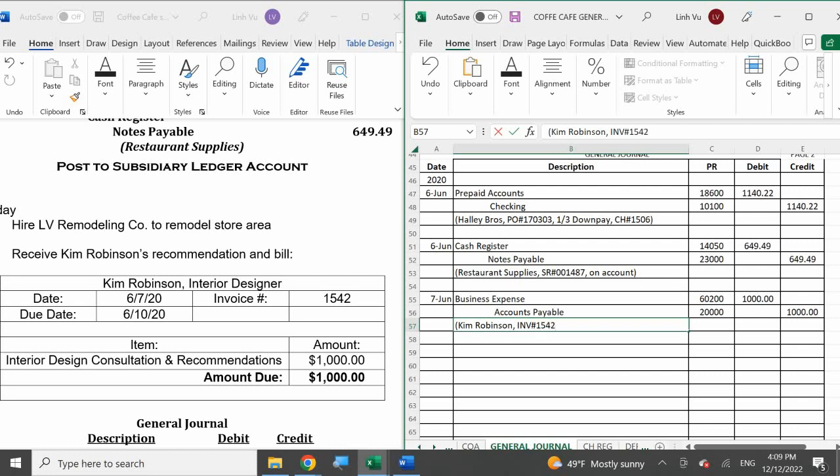Invoice. The invoice was the proof that Kim did work for us, right? She did some consulting. Okay? And in this case, yes, we got it. Now, do you need to disclose what it is? It's up to you. I'm going to put interior design consulting. Okay?